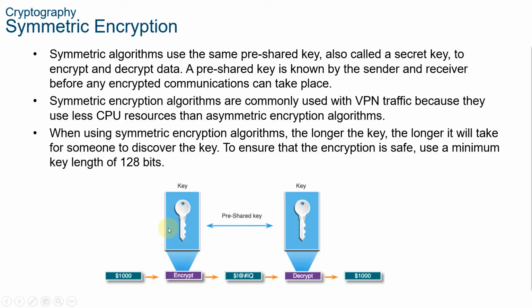Okay? Now, today, symmetric encryption algorithms are commonly used with VPN traffic. This is because symmetric algorithms use less CPU resources than asymmetric encryption algorithms. So encryption and decryption of data is fast when using a VPN. When using symmetric encryption algorithms, like any other type of encryption, the longer the key, the longer it will take for someone to discover the key.